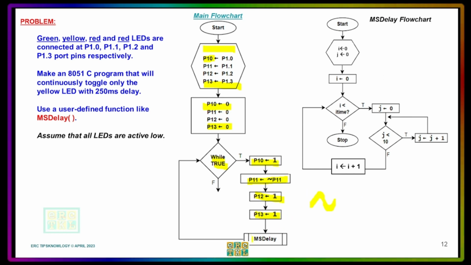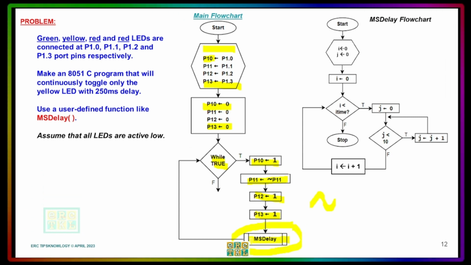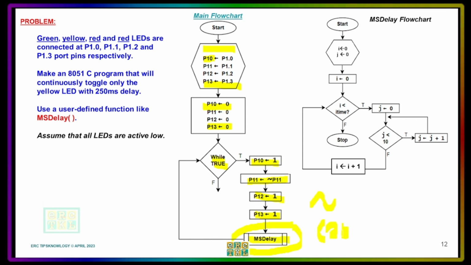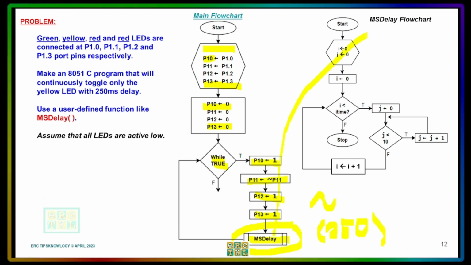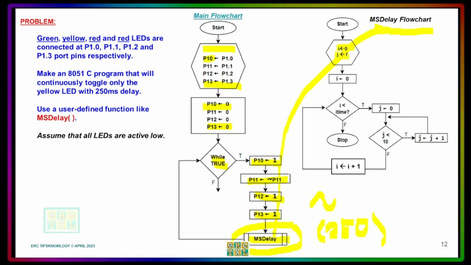And instead of having a for loop here, we have a new symbol. This is called the subroutine symbol, and you will see the two lines on the left and the right of the rectangle, and then the name ms delay. Actually, we can write here ms delay 250 just to point out that we are also passing 250 upon calling the ms delay function. That's why we have a separate ms delay flowchart, and inside, just like what has been mentioned in the algorithm, we declared the two variables i and j, and there will be two for loops.